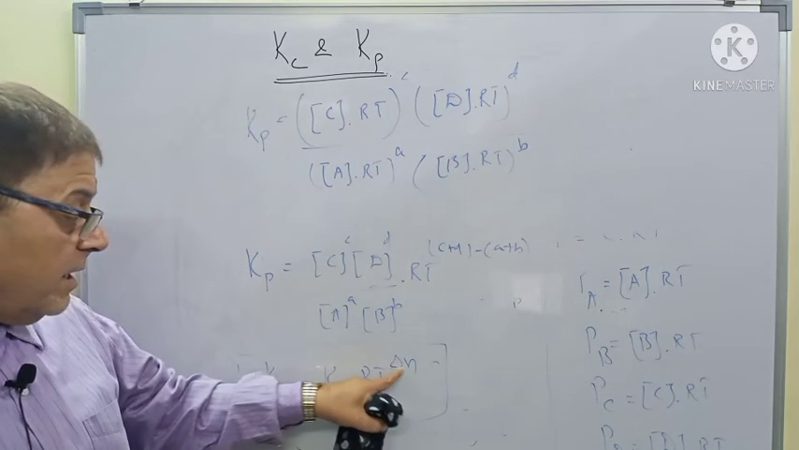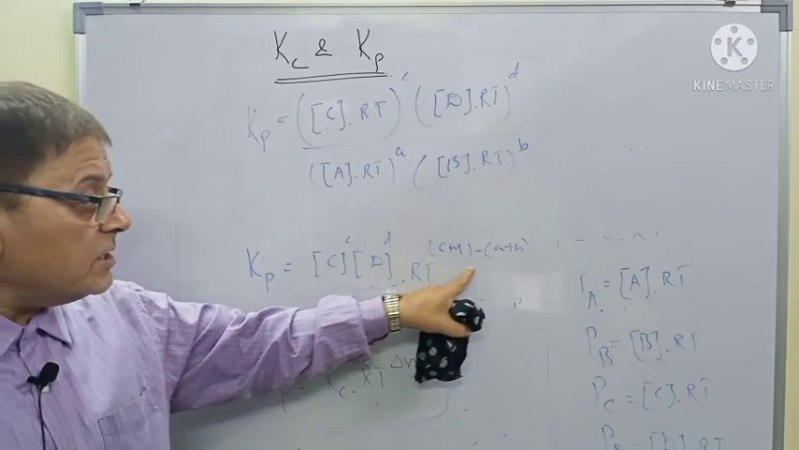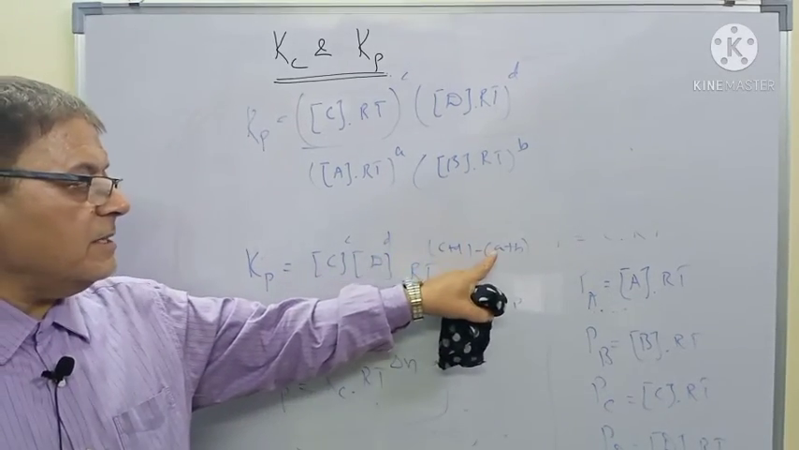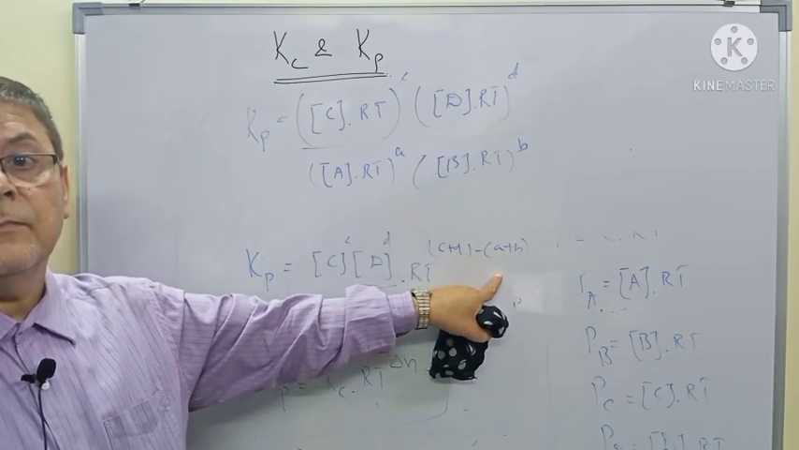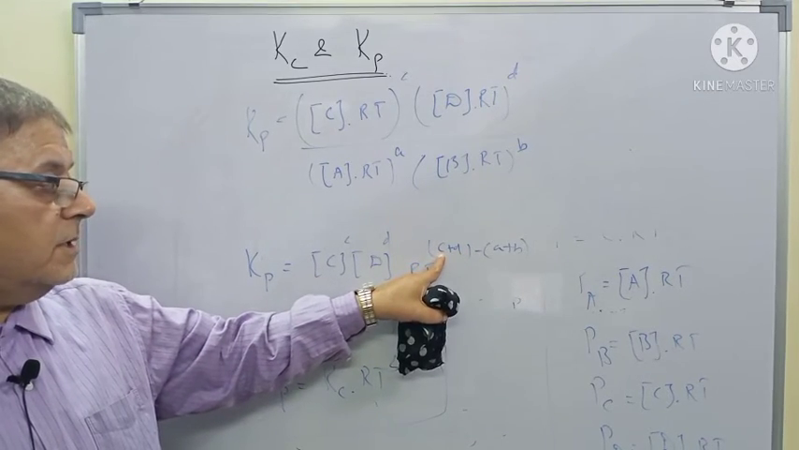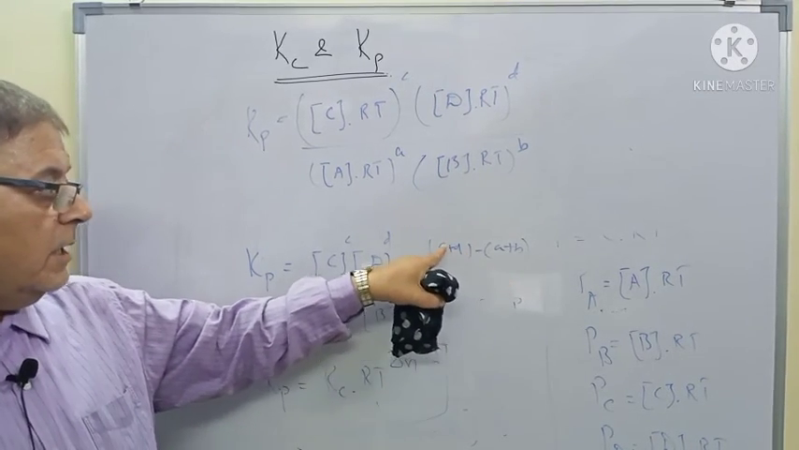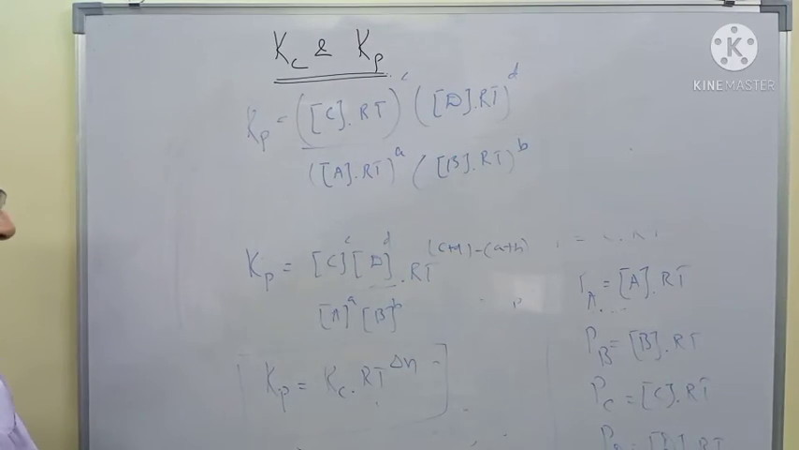Remember, what is delta n? It is the number of moles of gaseous product minus number of moles of gaseous reactant. One should not make a mistake here. They should not say it is reactant minus product. Number of moles of the gaseous product minus number of moles of the gaseous reactant.